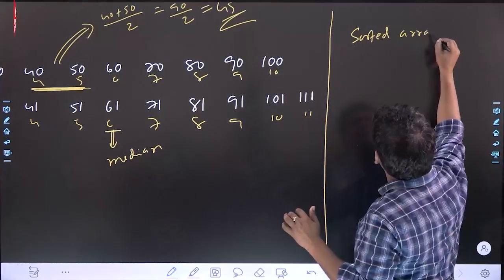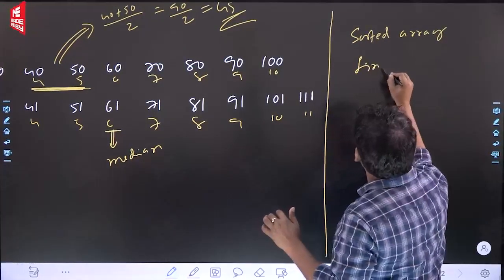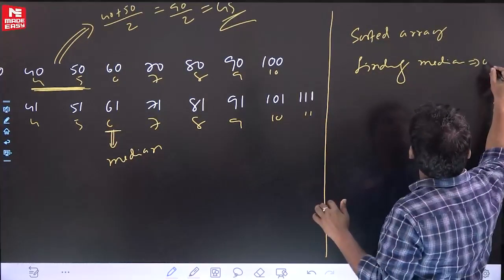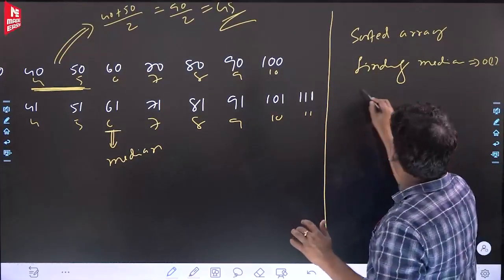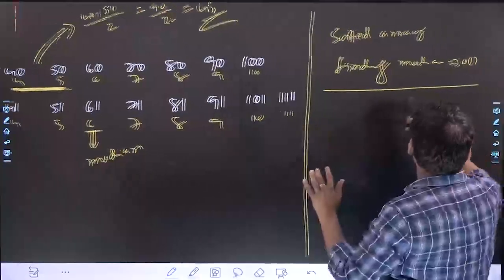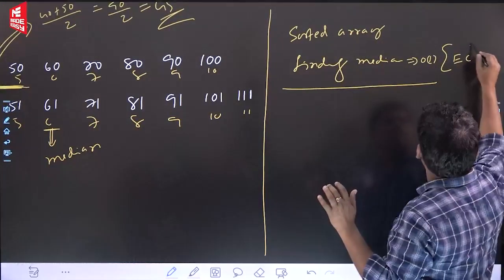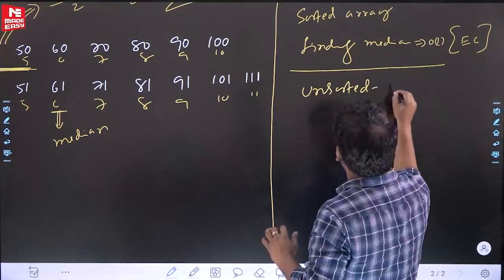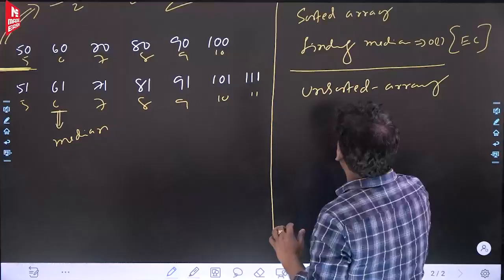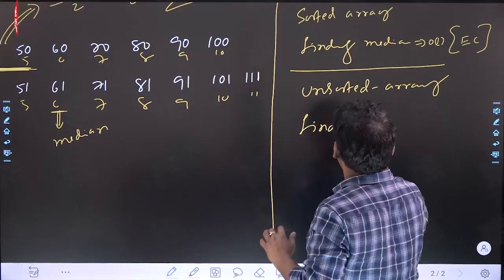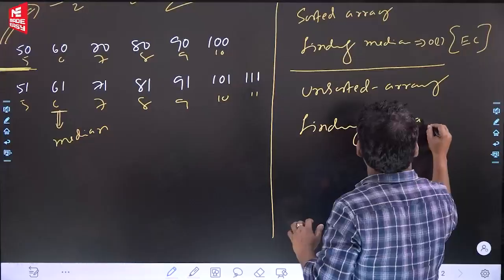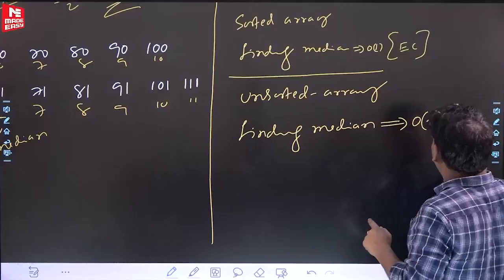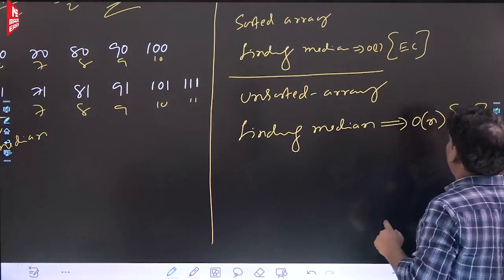Sorted array, finding median, how much time? Order of 1 time. Sorted array, finding median is order of 1 time, every case. Next one more thing let me write. Unsorted array, finding median, how much time? Try to remember. Best algorithm I am writing, order of n time, every case. Please remember this algorithm.